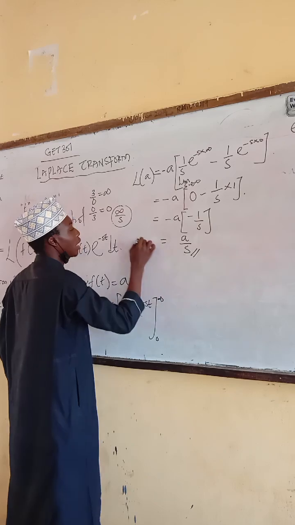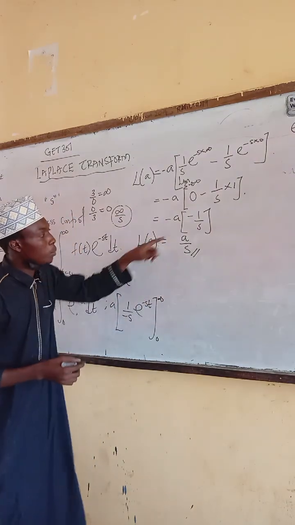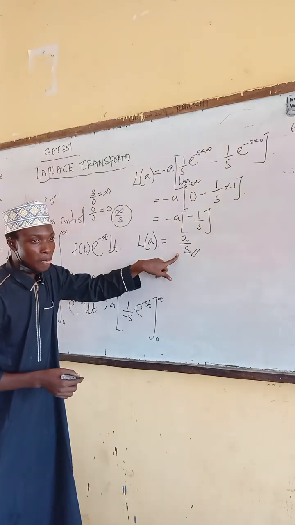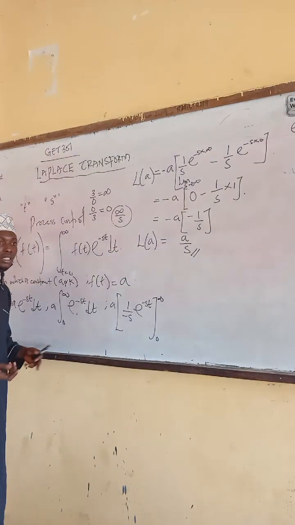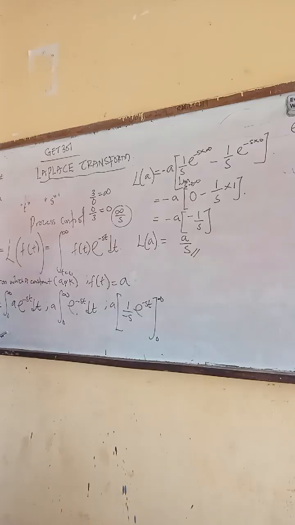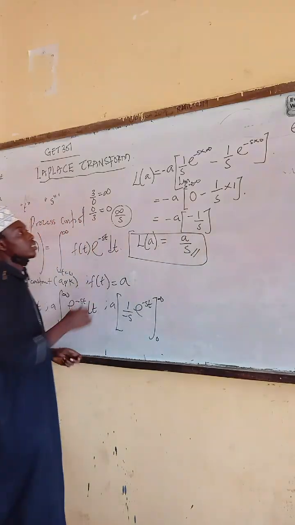So that means the Laplace of any constant will be that number divided by s. So if they ask you what is the Laplace of 2, you just say 2 over s. What is the Laplace of 3? 3 over s. You get? So this is the expression for the Laplace of a constant.